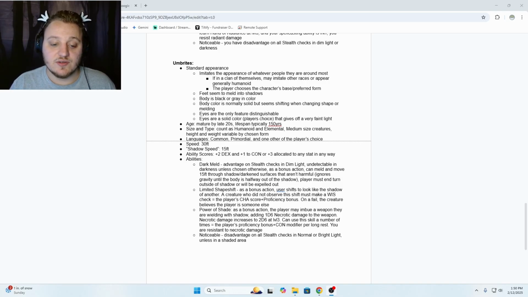And like the Luminites, their last ability is Noticeable. This gives the Umbrite disadvantage on all stealth checks when they're in normal or bright light, unless they're in a shaded area. So it kind of works the opposite of the Luminites, where Luminites have disadvantage on stealth checks in dim light or darkness, where they'd stand out. The Umbrites go the other way. When in bright light or dim light, they have disadvantage because they're very noticeable, that deep, dark, shadowy appearance.